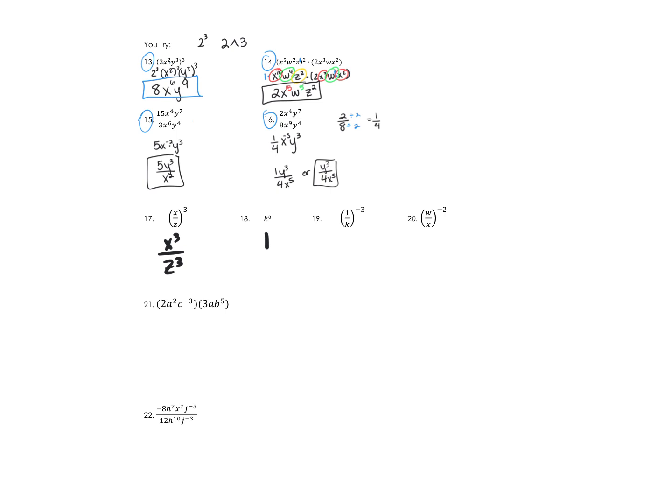So here with 17, there's only one simple thing that we're going to do. That whole thing is being raised to the 3rd power, so the x will be raised to the 3rd power, and the z will be raised to the 3rd power, and that's it.